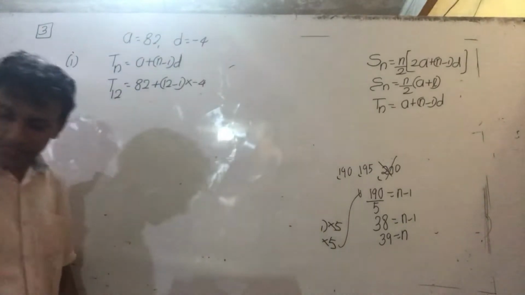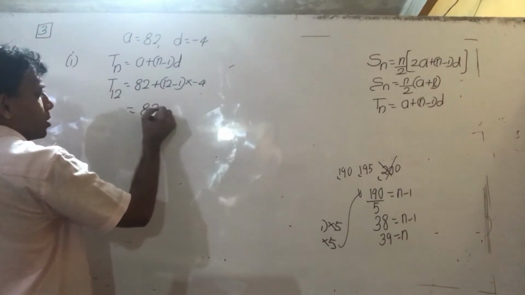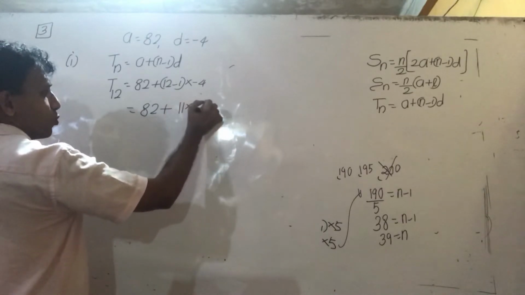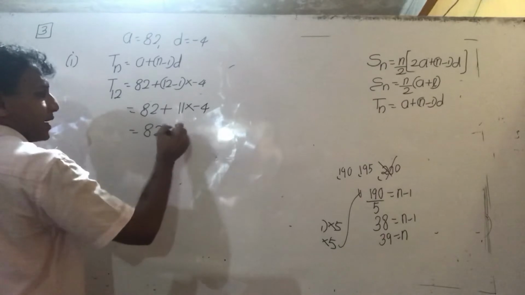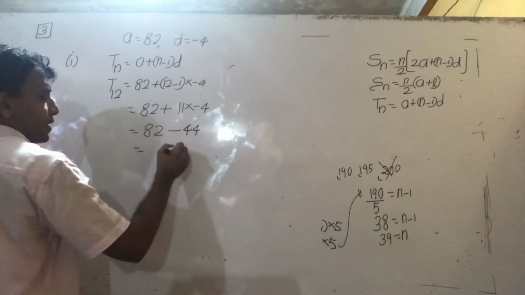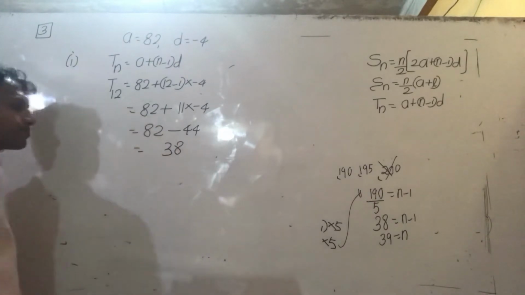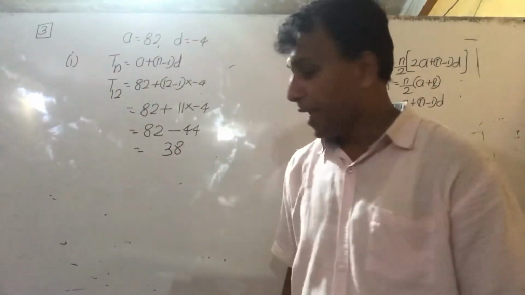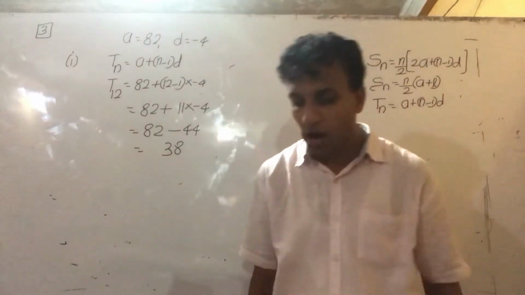12th term is what? 82 plus (12 minus 1), 11 into -4. So 82 plus minus, when you multiply, 82 minus 44, so 38. So the 12th term is 38, right? First part is over. I hope you can do this. Simply get full marks for that.